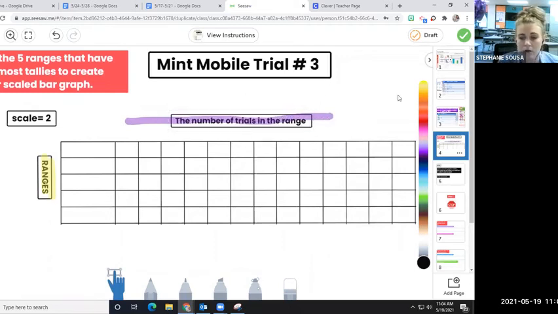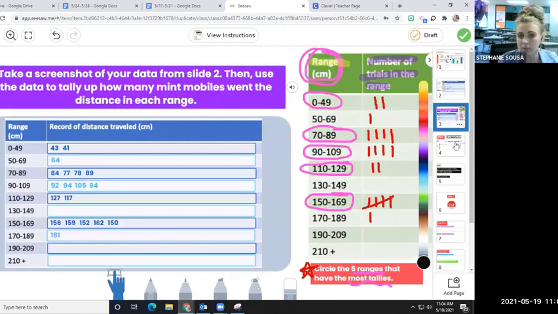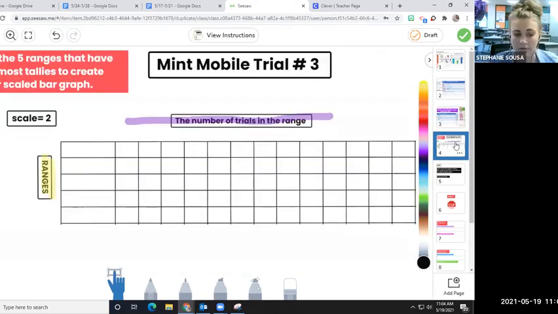Okay, so all we're doing is transferring our data from a tally graph form into a bar graph form. The tally graph says ranges, the bar graph says ranges. The tally graph says number of trials in the range, the bar graph says number of trials in a range. Any questions so far on why we set up those categories?